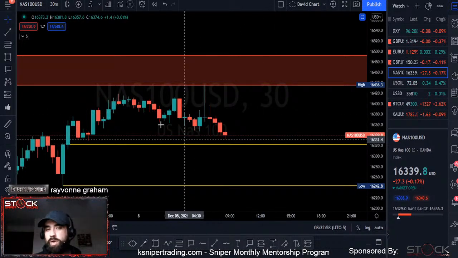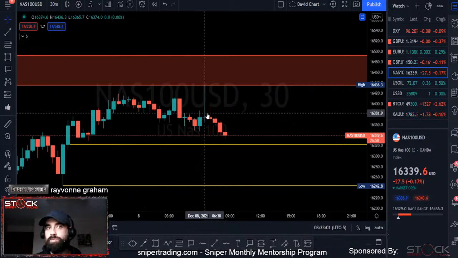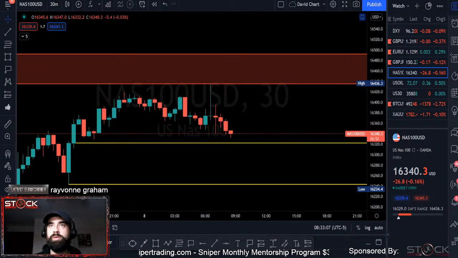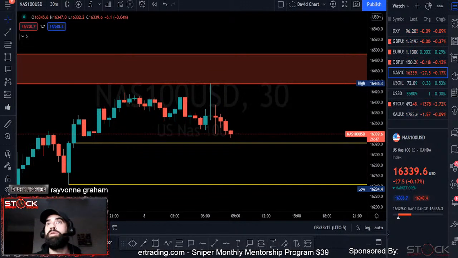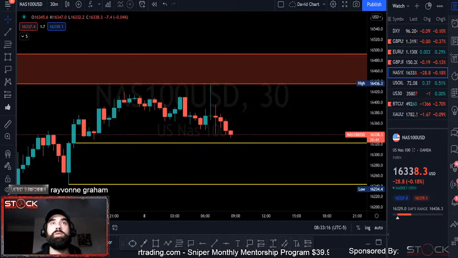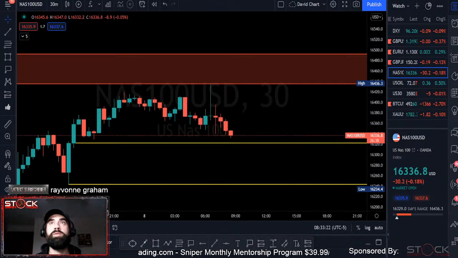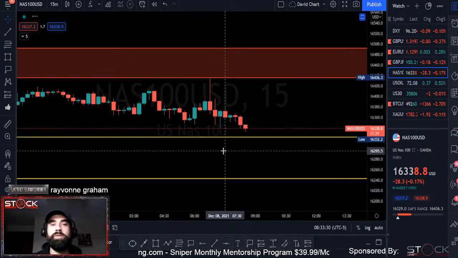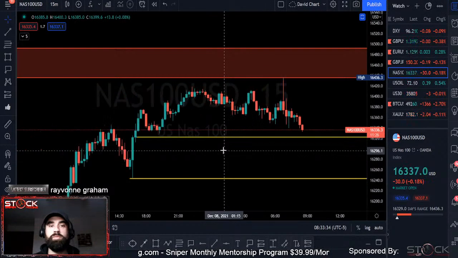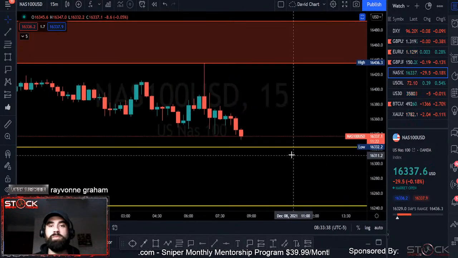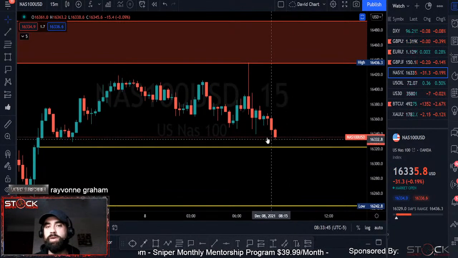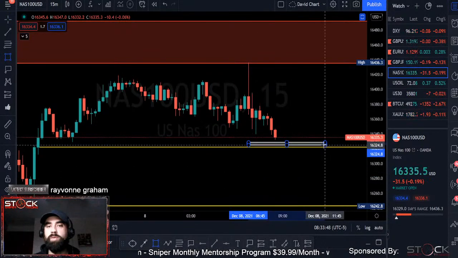Okay, so NASDAQ on the 30. You can see that it's right near supply, selling off, but it's still holding that support. Okay, let's drop it now down to the 15. Okay, so waiting for this area right here, guys. This is the key area we're waiting for right on NASDAQ.